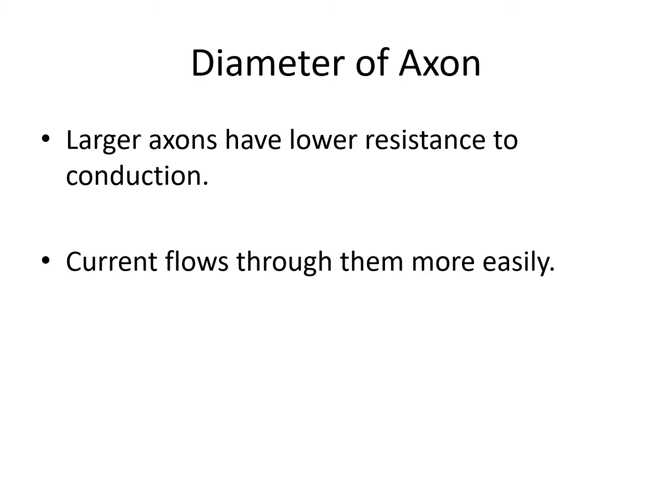Larger axons have lower resistance to conduction. Okay. Same thing with larger blood vessels. So it's a physical property of cables. Okay. So larger axons have lower resistance to conduction, and they will conduct faster and more easily.